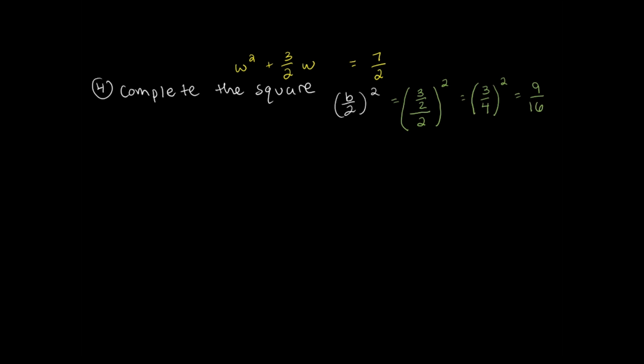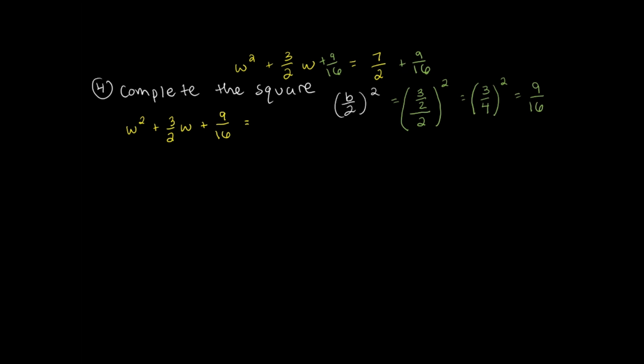So we're going to add 9/16 to both sides. Sometimes when I write my stuff, I actually leave a space to write that in. So you can see in this case, when I rewrote it, I left that space in, so I had room to write plus 9/16, and I added that to both sides. So we're going to simplify this. We've got W squared plus 3 halves W plus 9/16 equals, and then on the right we have 7 halves plus 9/16.